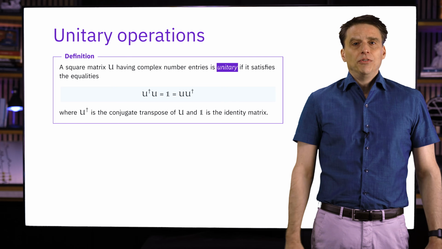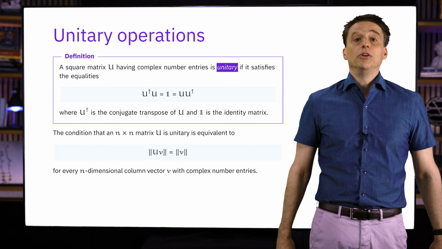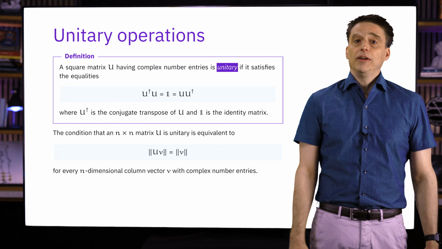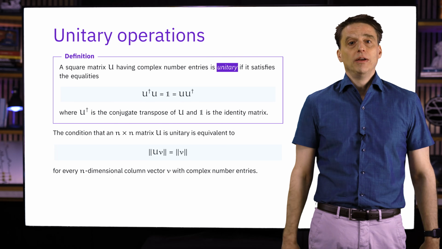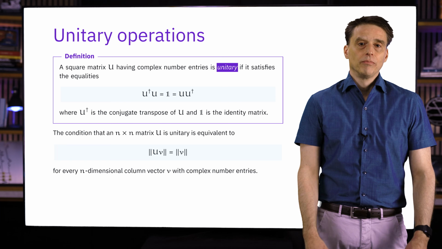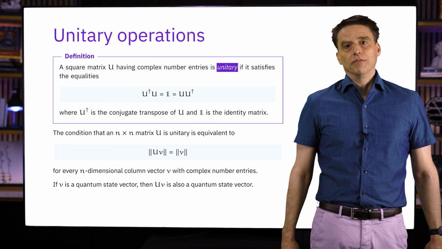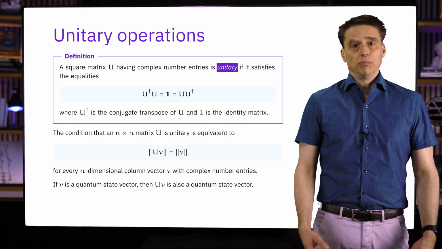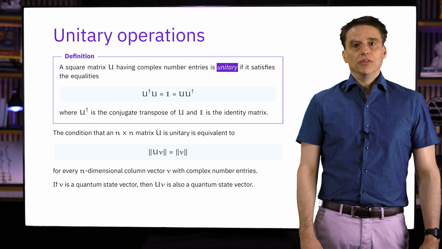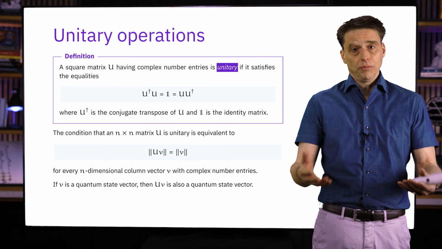There's an equivalent way to characterize unitary matrices, and that is that a square matrix is unitary if and only if it never changes the Euclidean norm of any vector when you multiply. An n by n matrix U is unitary if and only if the Euclidean norm of U times V is equal to the Euclidean norm of V for every n-dimensional column vector V with complex number entries. And therefore, if V is a quantum state vector, then U times V is also a quantum state vector, because quantum state vectors are simply the vectors having Euclidean norm equal to 1. In fact, we can say a little bit more, which is that the unitary matrices are precisely the matrices that always transform quantum state vectors into quantum state vectors.